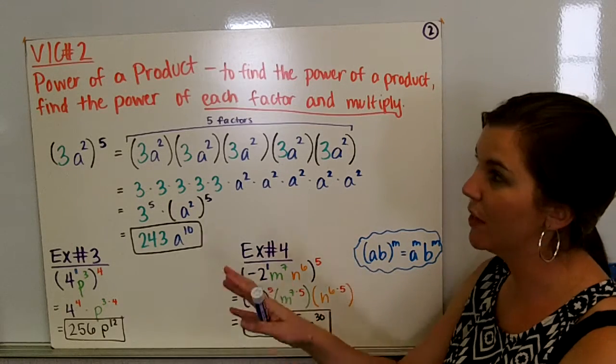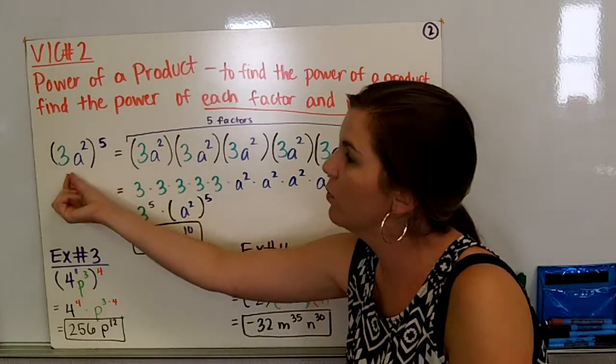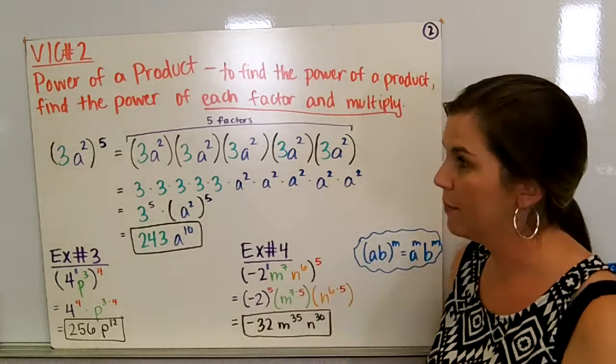This is very much like Rule number 1. It's just more than one thing getting the power rule. Okay, power of a power rule.